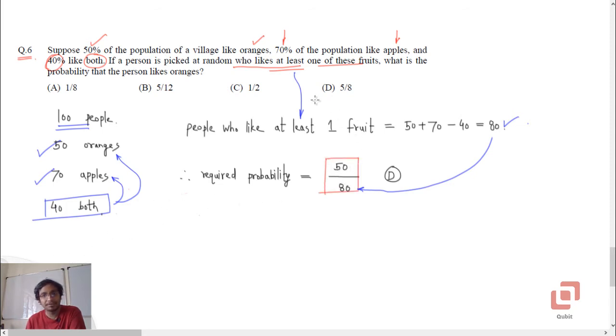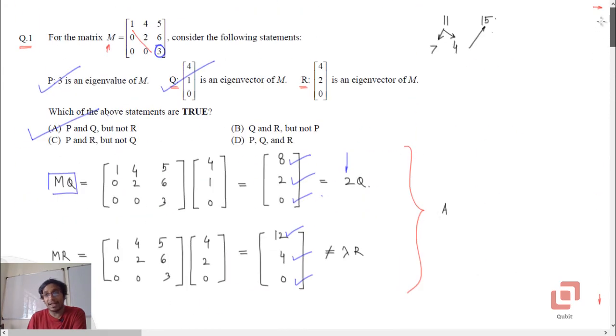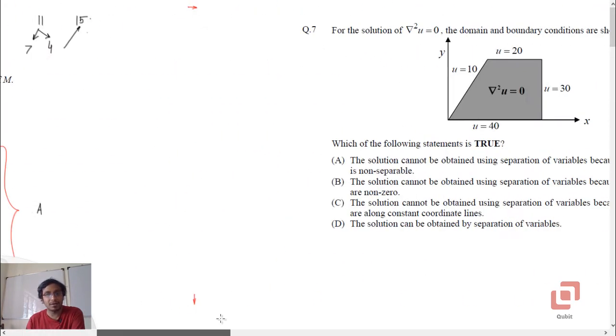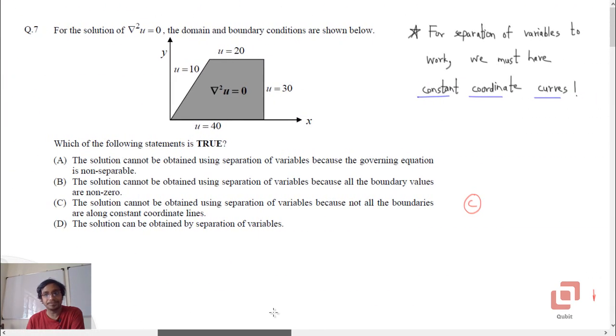As homework, we can also determine the probability that a randomly chosen person from the entire population doesn't like even a single fruit. I think that is a very simple one. So these are the first 6. Let us now go to the last question, which carries 1 mark.